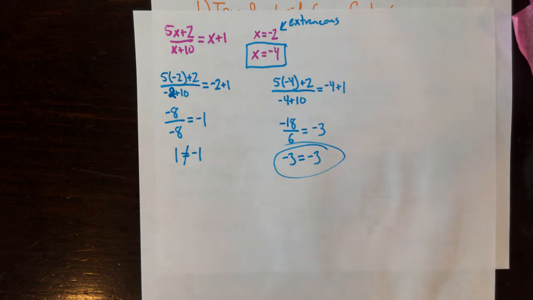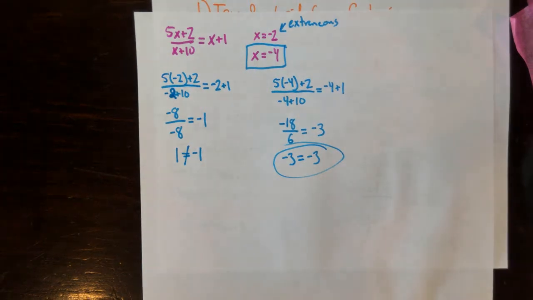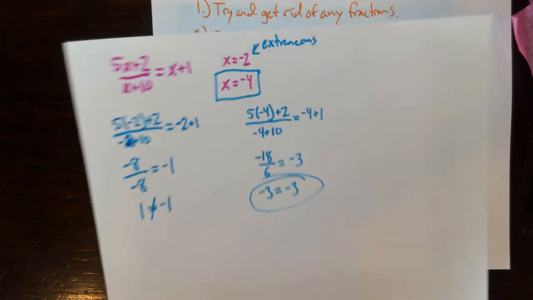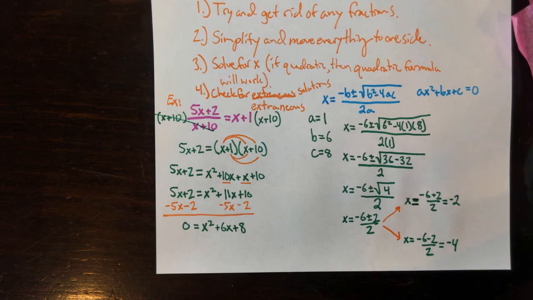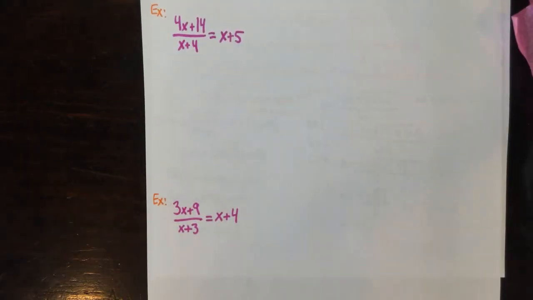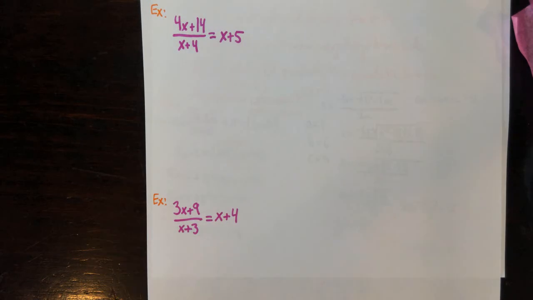Okay? So technically what that means is negative 2 is not an answer to our problem. Okay, let's do another example. So we have 4x plus 14 divided by x plus 4 equals x plus 5.